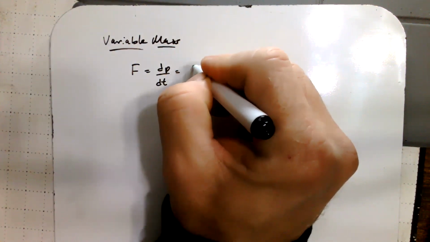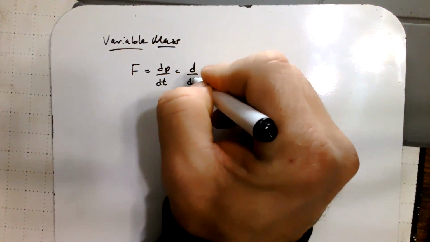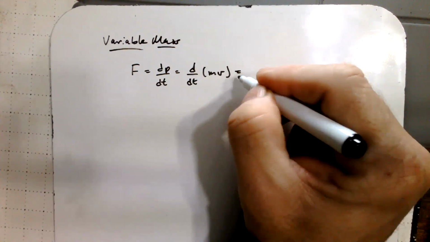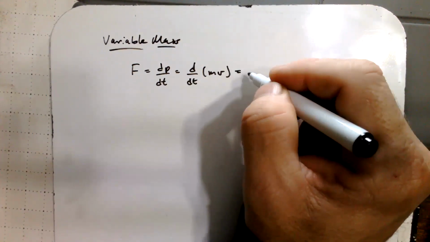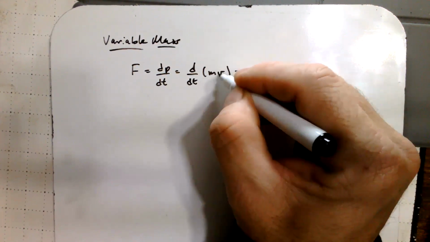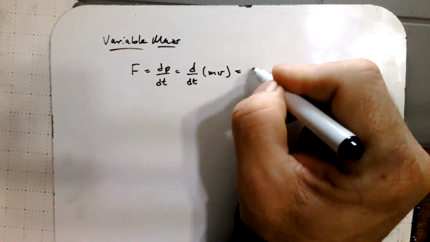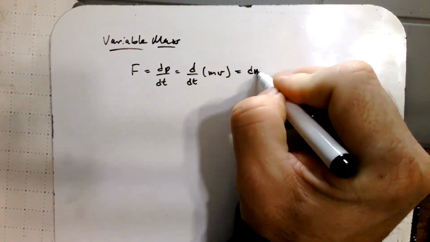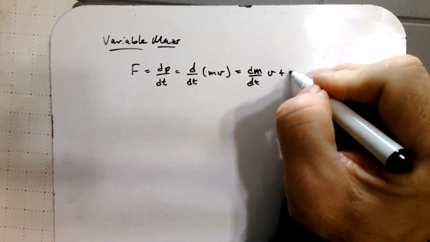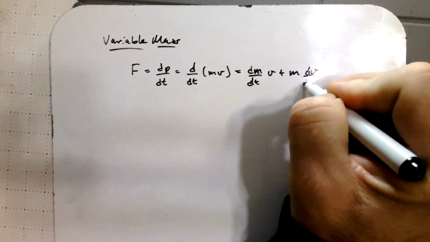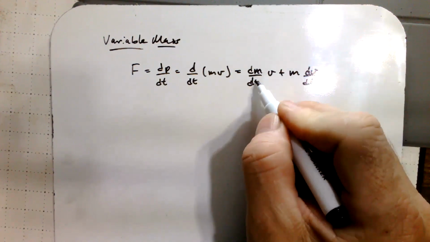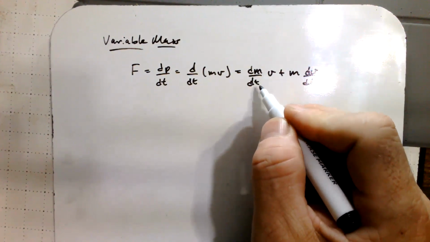But when mass is variable, then it's also changing with respect to time. And so this is mv. And then following the product rule, this is going to be the sum of the product of two things. So we have dm dt times the velocity plus m times dv dt. And so that's the new bit here, is the change in mass with respect to time.